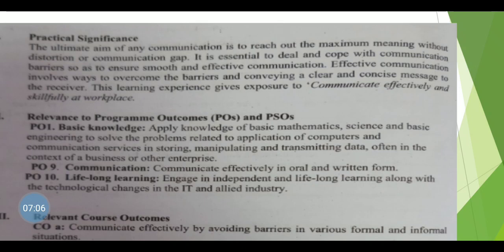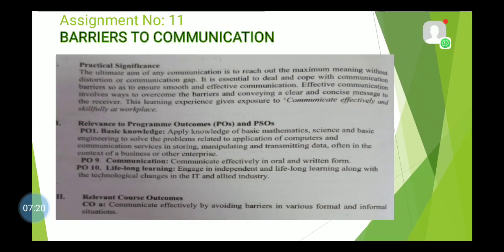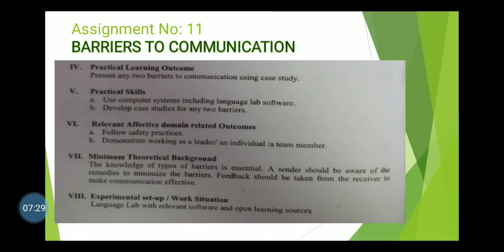Communication: communicate effectively in oral and written form. Lifelong learning: engage in independent and lifelong learning along with technological changes in IT and applied industry. Course outcomes: communicate effectively by avoiding barriers in various formal and informal situations. Then practical learning outcomes: present any two barriers to communication using case study. Practical skill: use computer systems including language lab software. Develop case studies for any two barriers.